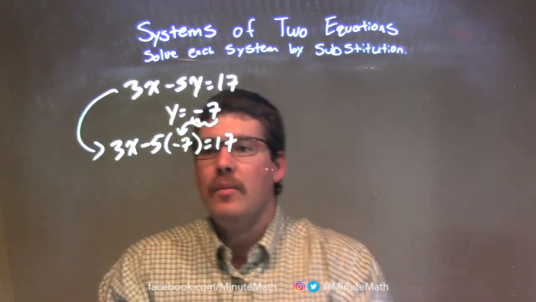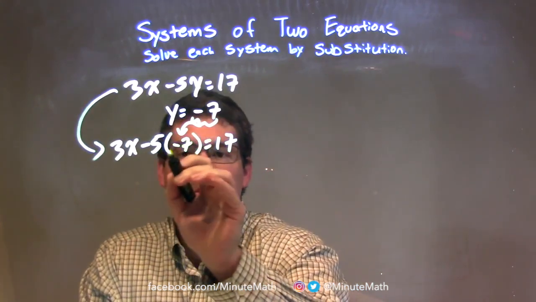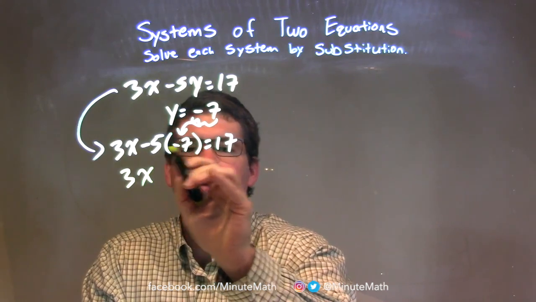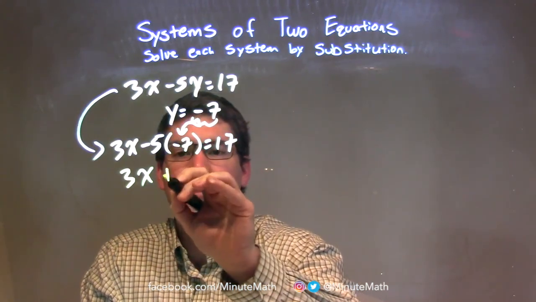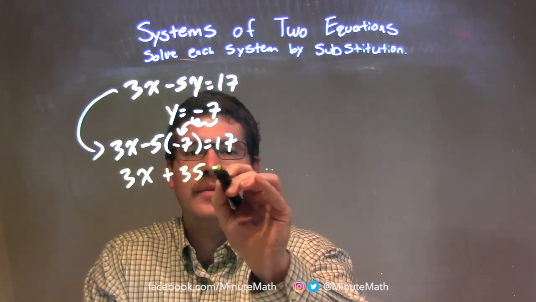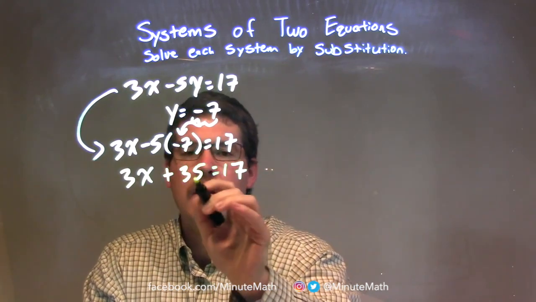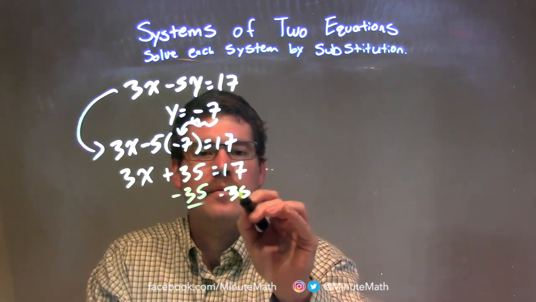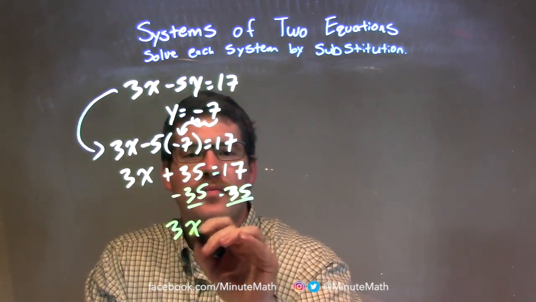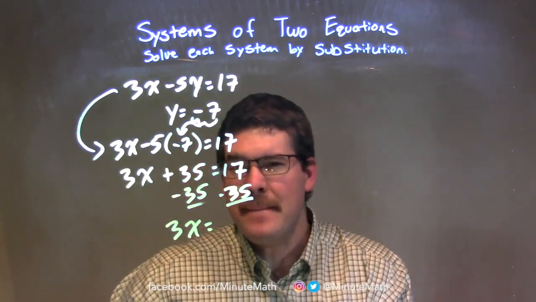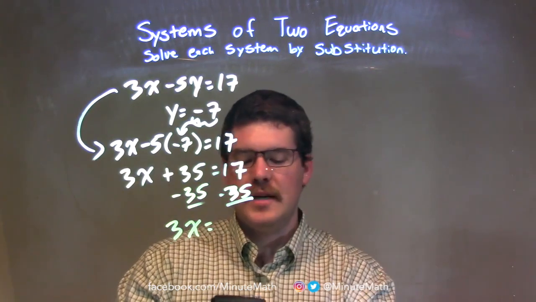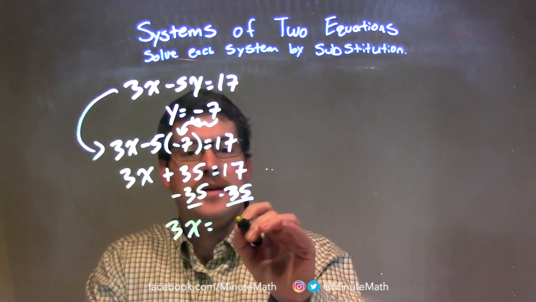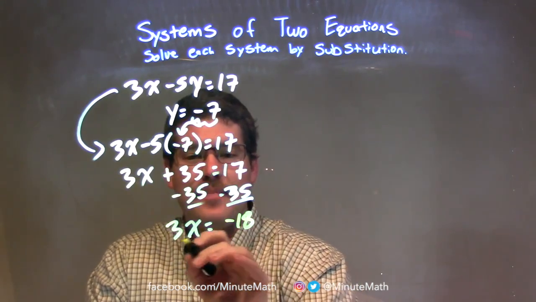Well, pretty simple. All right, let's distribute that negative 5, or multiply it out. So 3x, and negative 5 times a negative 7 is a positive 35 equals 17. I'll subtract 35 from both sides. Let's get x by itself. And we have 3x equals 17 minus 35. Oh, save time. 17 minus 35, so right here, negative 18. So we have a negative 18 like that.